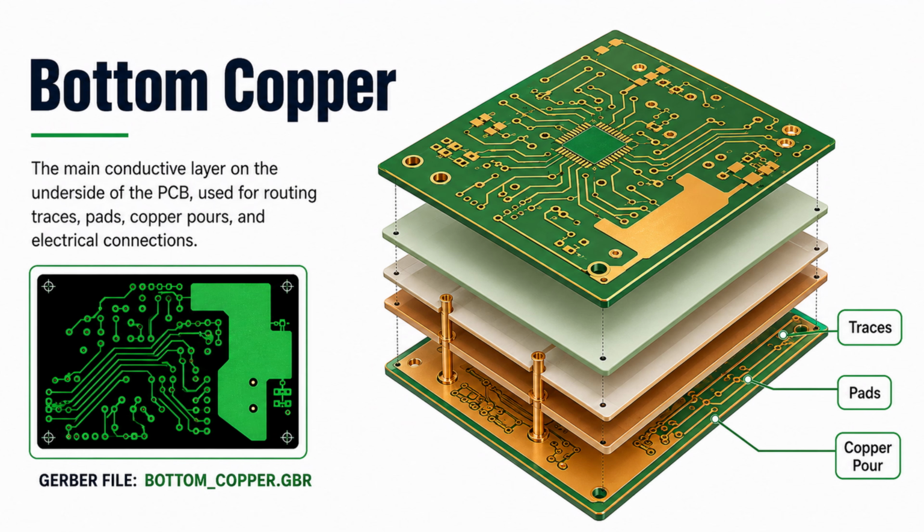When a trace needs to jump from the top side to the bottom side, a via provides that vertical connection through the PCB. Bottom copper is also useful for creating larger copper areas, which can help with current carrying capability, grounding, and heat spreading. In a good layout, the bottom copper is not just a backup routing layer. It is part of the electrical structure of the board. That is why designers must review it carefully for spacing, shorts, isolated copper islands, and correct connectivity before production.